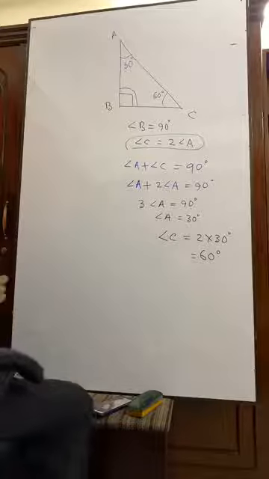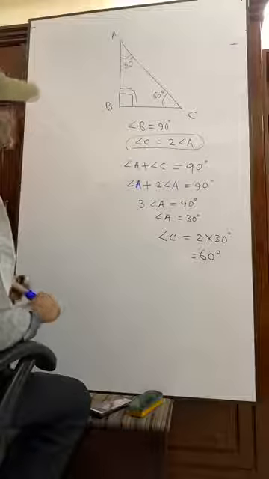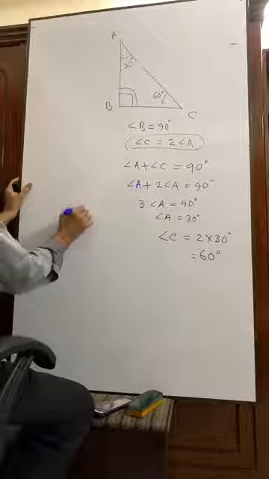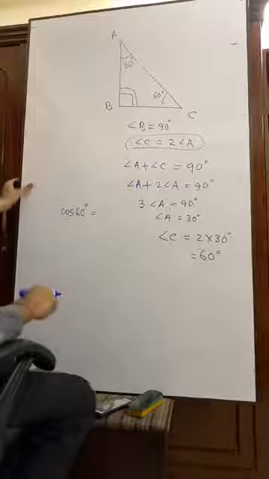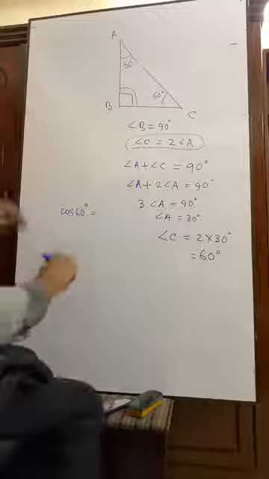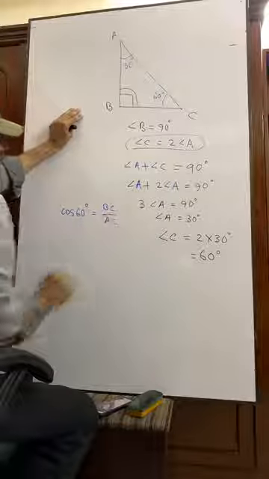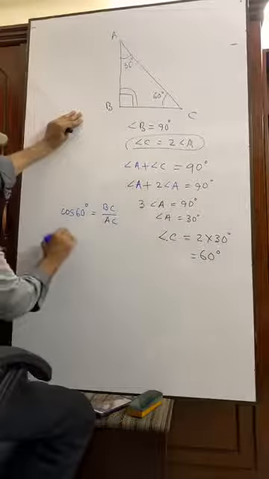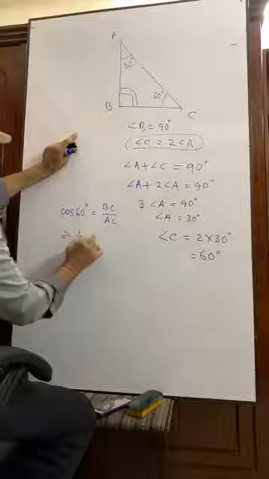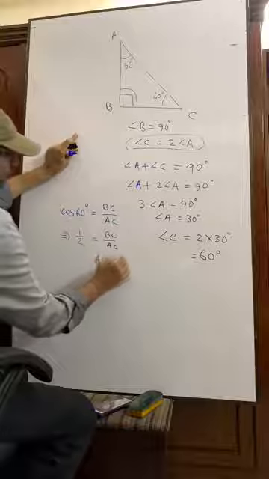Now, suppose we take cos 60 degree. Let us write down cos 60. Cosine 60 means what? Base by hypotenuse. So what is the value of cos 60? The value of cos 60 is half. This half equals BC by AC. So from here we get AC equals BC.